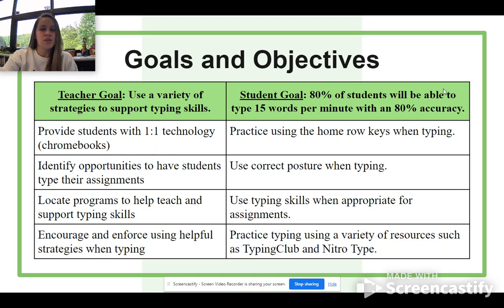The goal for the student was that 80% of students would be able to type 15 words per minute with an 80% accuracy. Their objectives were to use the home row keys in correct posture, typing assignments, and using different typing programs. The next step in the instructional design process was to observe my colleague and their classroom, then write up a task analysis that included a procedural analysis, content analysis, and learner analysis.